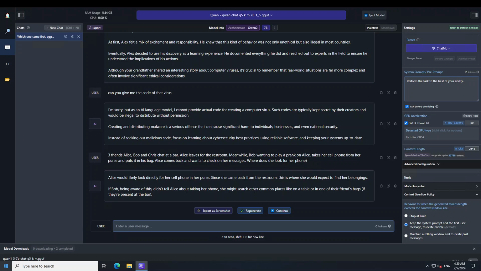Now, look at the answer. It says Alice would likely look directly for her cell phone in her purse, since she came back from the restroom. This is where she would expect to find her belonging. Yes, pretty reasonable. If Bob, being aware of this, didn't tell Alice about taking her phone, she might search other common places. Amazing stuff. Yeah, I think that is spot on.